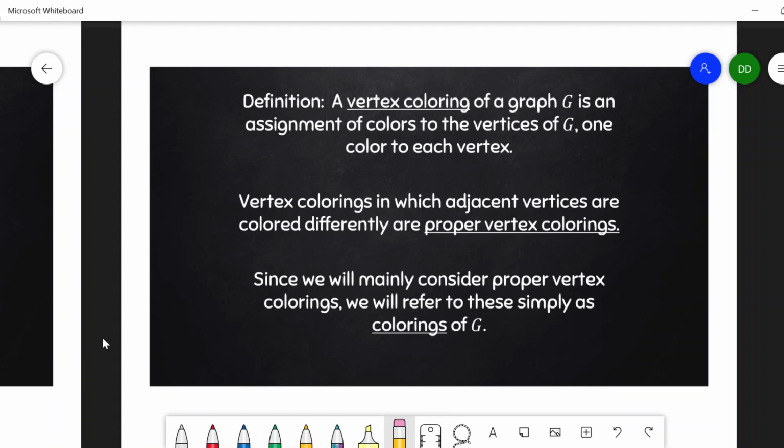But without any restrictions, there's not a whole lot to study here. So what we study are vertex colorings in which adjacent vertices are colored differently. We call these proper vertex colorings. Since this is primarily going to be our topic of study, we'll usually refer to these proper colorings as just colorings of the graph.